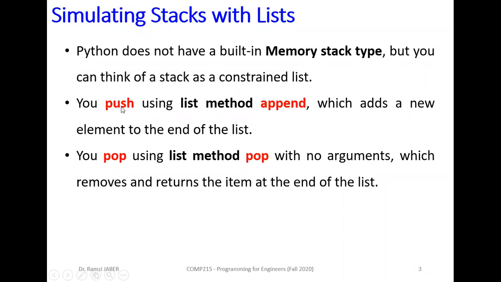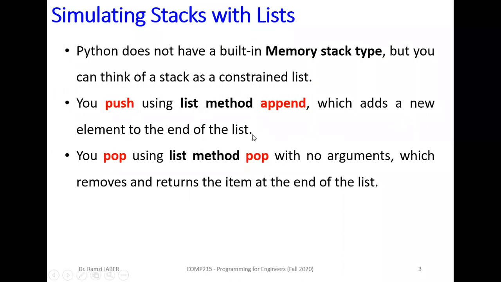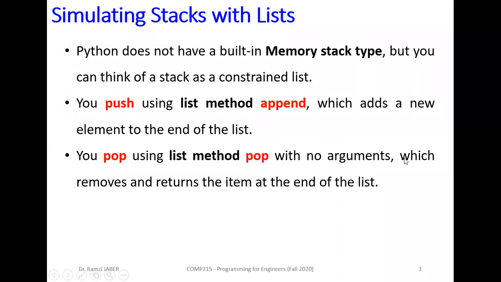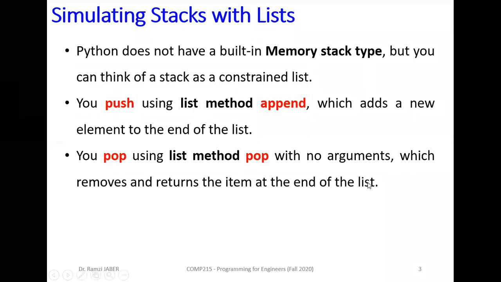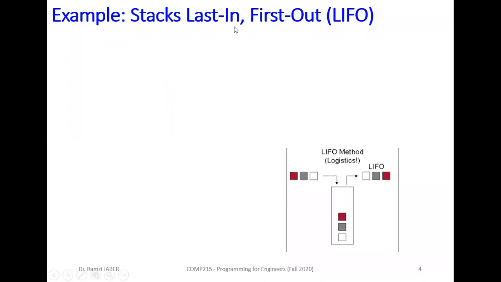You push using the list method append, which adds a new element to the end of the list. And we have pop. You pop using the list method pop with no argument, which removes and returns the item at the end of the list. So, stack memory, like here, is last in, first out. LIFO, last in, first out. This is an example of LIFO memory.